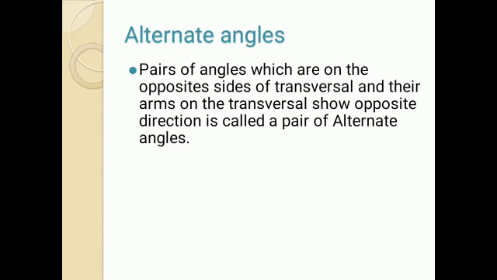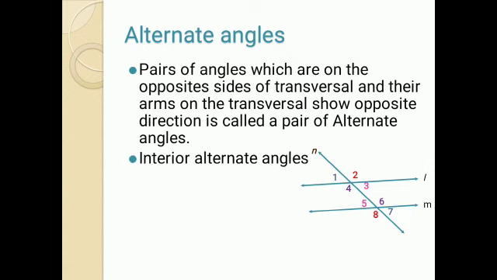Alternate angles. As the name suggests, alternate angles are a pair of angles which are on the opposite sides of transversal. There are two types of alternate angles: interior alternate angles and exterior alternate angles. There are two pairs of interior alternate angles and two pairs of exterior alternate angles.